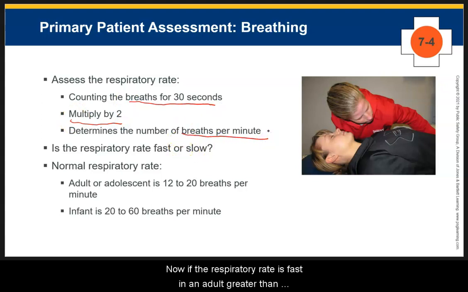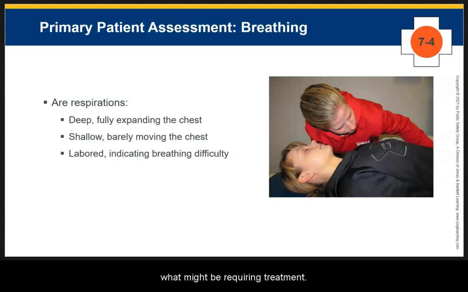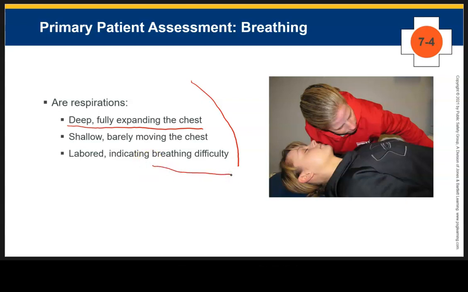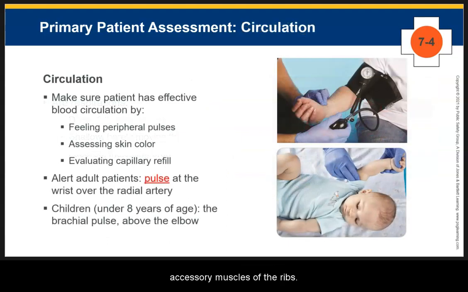Now, if the respiratory rate is fast, in an adult greater than 20 breaths per minute, we know that probably the patient's fight or flight response is engaged, and we need to dig deeper in terms of what might be requiring treatment. Further, we can assess the quality of the respirations, making sure that they're deep, effective breaths rather than shallow breaths that barely move the chest or some breathing difficulty. That breathing difficulty may show up by not just using the diaphragm, but including the accessory muscles of the ribs.